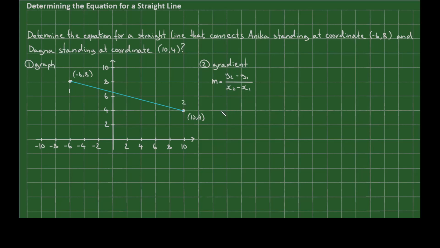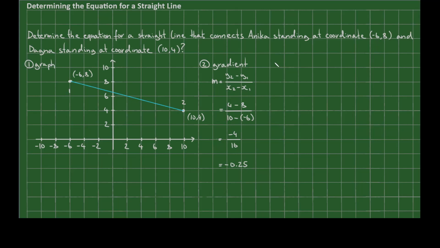Now I can substitute. I will have 4 minus 8, because those are y2 and y1 respectively, over 10 minus -6, because those are x2 and x1 respectively. This will give me -4 over 16, and -4 divided by 16 is -0.25. Alright, I have my gradient.